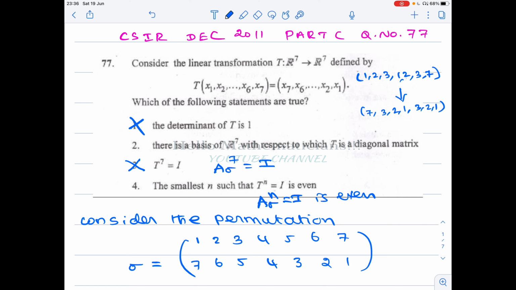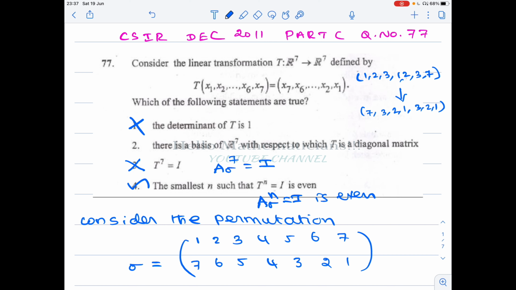Okay, that means that 2 is the least positive integer such that A sigma squared equals the identity. And since A sigma is the matrix of the linear transformation T, we get that 2 is the least positive integer such that T to the power n equals the identity. 2 is clearly even, so this option is correct. Okay, good. Now we come to the second option.